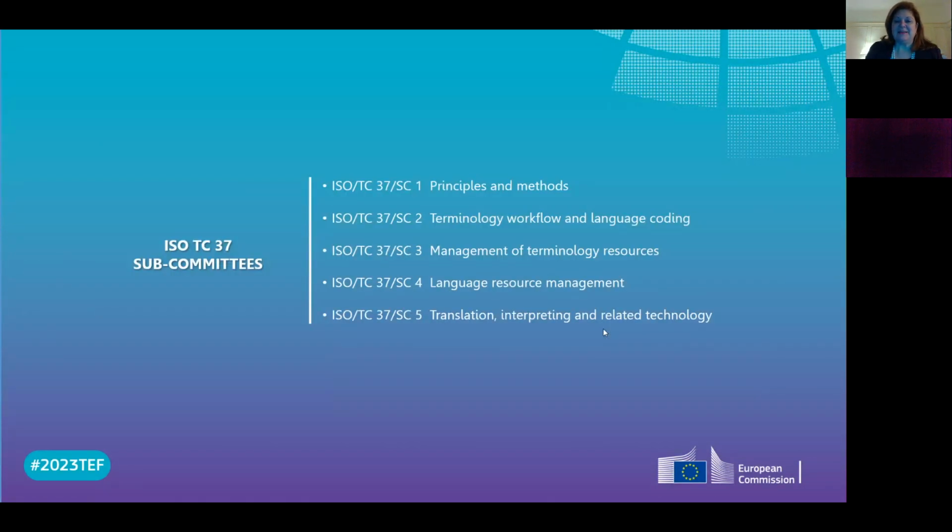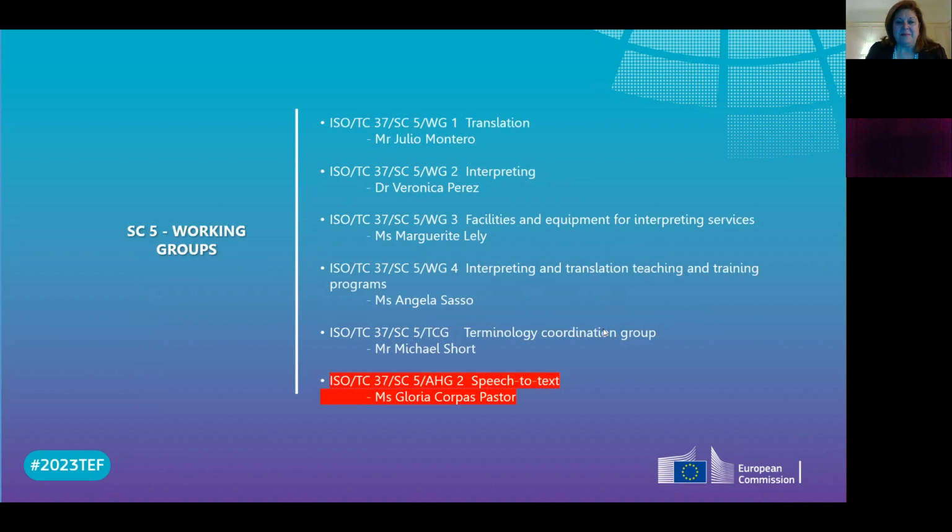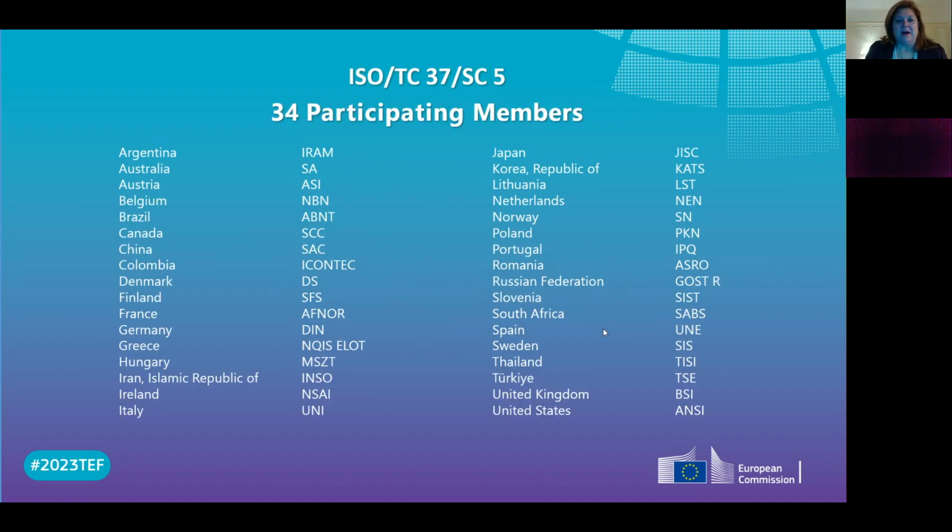I'm jumping because I know that we're very short on time. So there are many committees in TC 37. SC5 is what we're concerned with. And SC5 has been busy over the past 10, 12 years, starting in 2012. There were standards being created before, and 11669 was one of the first that was created, amongst now many others. There are 34 participating countries in the work that we do.